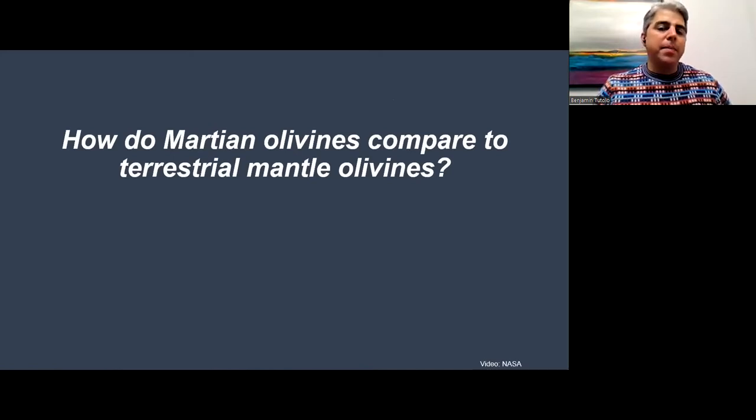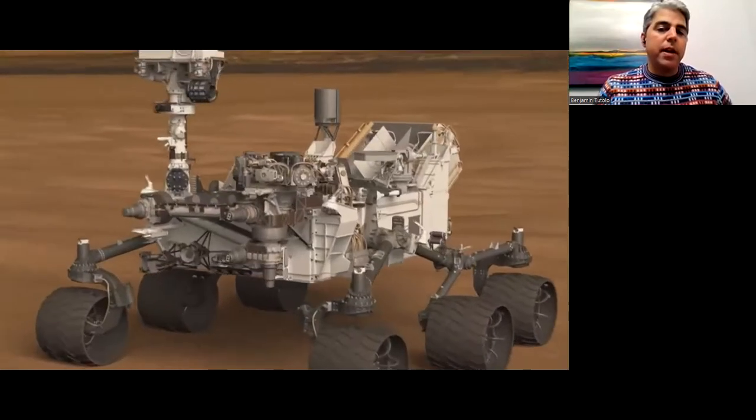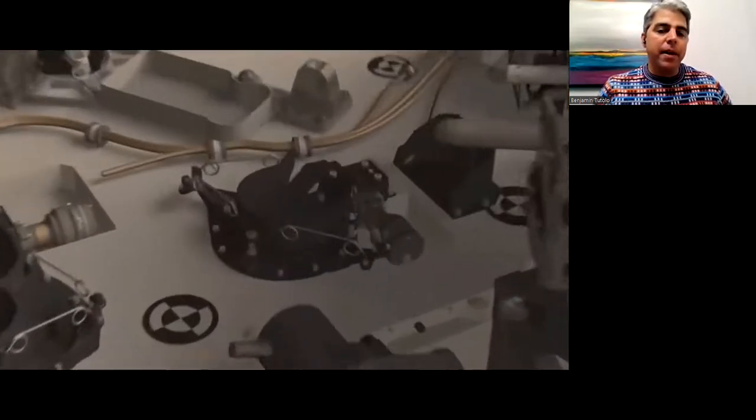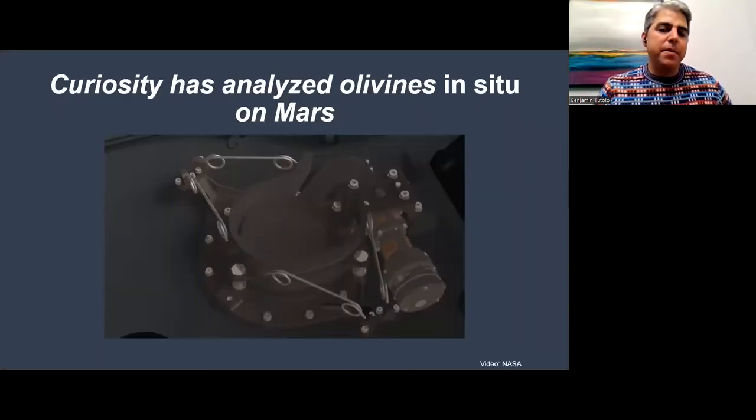How do Martian olivines compare to those from the terrestrial mantle? We can use, for example, analyses returned by the Curiosity rover in Gale Crater on Mars to get an idea of this. The Curiosity rover has on board an X-ray diffraction instrument known as the CheMin instrument. It's able to drill samples, scoop them up, and put them into its belly, and then scan them using X-ray diffraction. Then using that returned data, we can do a Rietveld refinement to determine exactly what the iron composition is of the olivine in the analyzed sample.